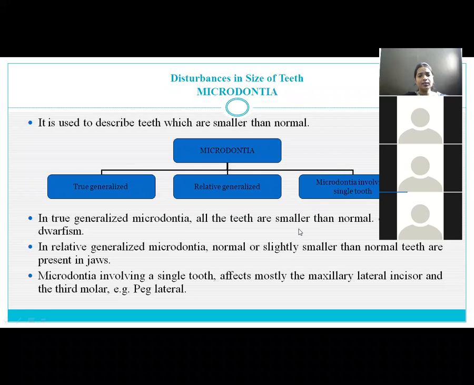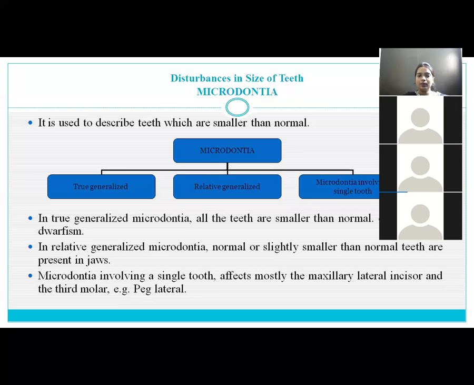The next classification is relative generalized microdontia. Relative means not true. Some teeth are affected by the developmental disturbance. This is also a generalized condition. Relative generalized microdontia means normal or slightly smaller than normal teeth are present in the jaws. Then third classification is the microdontia involving single tooth. In this developmental disturbance, only one tooth is affected by microdontia.